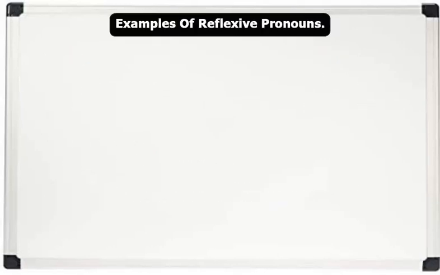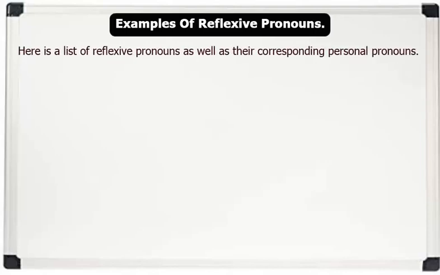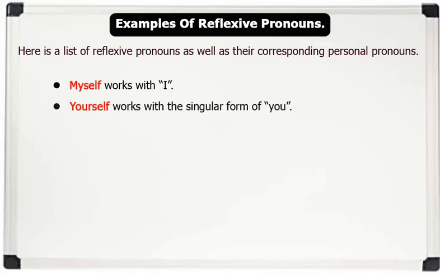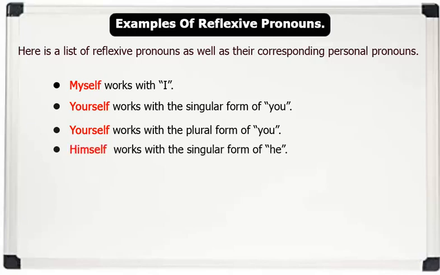Examples of reflexive pronouns. Here is a list of reflexive pronouns as well as their corresponding personal pronouns. Myself works with I. Yourself works with the singular form of you. Yourselves works with the plural form of you. Himself works with the singular form of he. Herself works with the singular form of she.